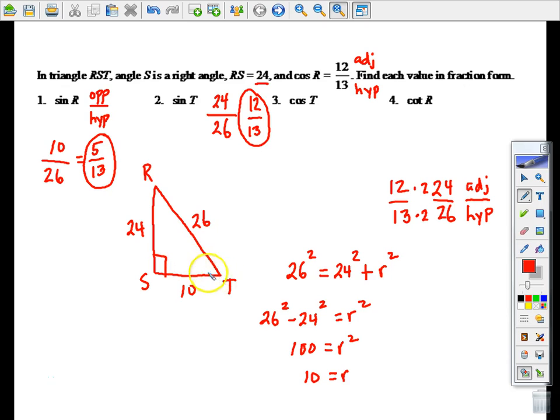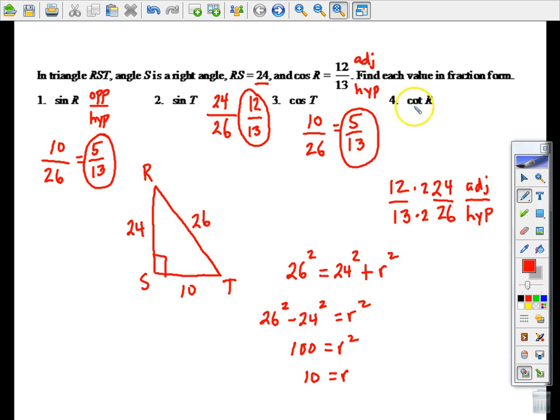All right, well, what about cosine T? Still looking from angle T's perspective, cosine, again, is adjacent over hypotenuse. So for angle T, the adjacent side is 10. Hypotenuse is still 26. So we get that same answer that we got for number 1, 5/13.